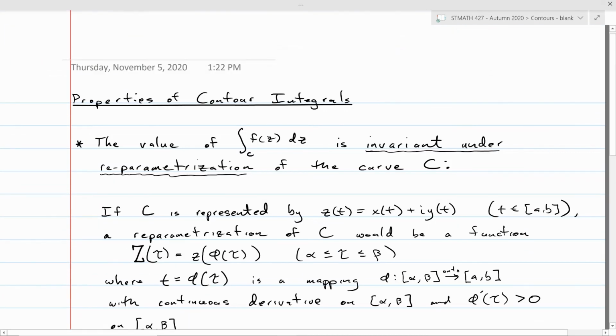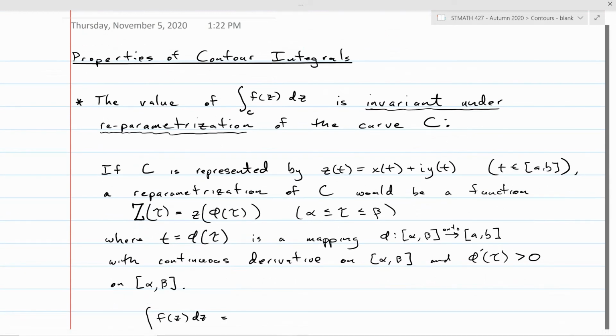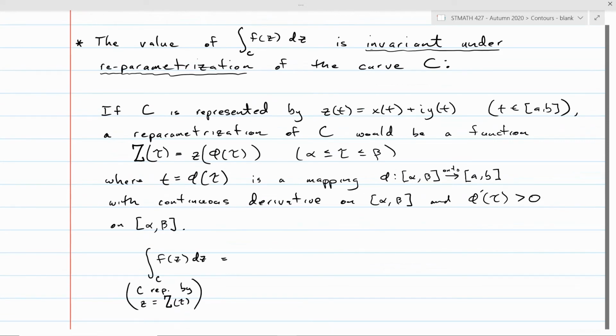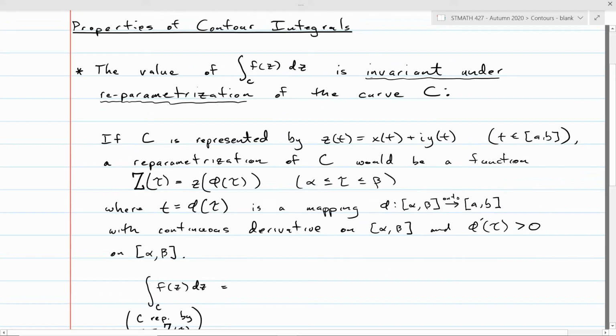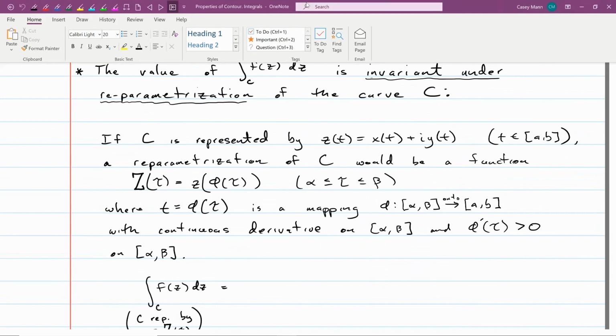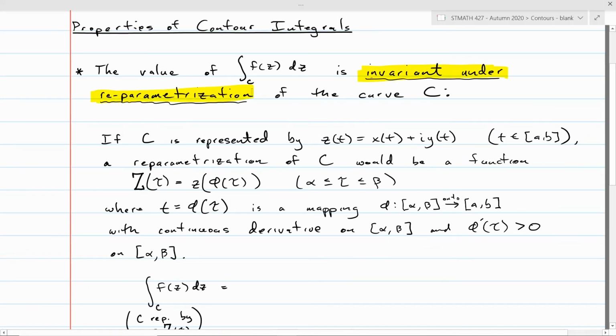So now that you've seen an example of a contour integral, and you may not be feeling super confident about them, of course you need to work some examples before you start to feel comfortable with them. We'd certainly like to go through some of their properties. So the first one is that the value of the contour integral is invariant under reparametrization of the curve. So this just means that the curve C can have lots of algebraic descriptions, and it shouldn't matter which algebraic description of the curve you use. You should get the same answer for the integral each time.